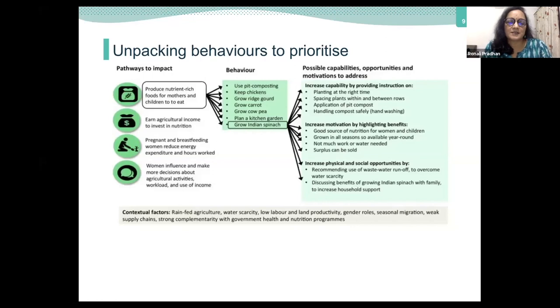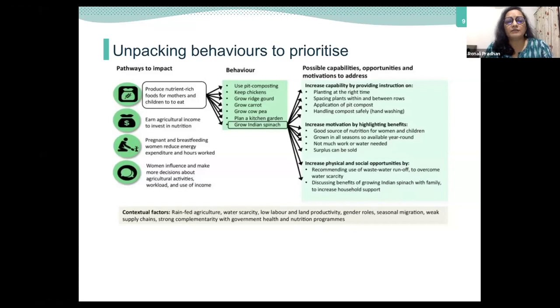Yeah, this is just a glimpse of how we unpacked the areas of behavior and how we prioritized those. Because when we conducted all these contextual analyses, we came out with multiple behaviors and multiple options. But then we had to pinpoint, because we tried to identify the behaviors which we need to address corresponding to each of the pathways. For example, suppose we are identifying a behavior, for example, growing Indian spinach. Does it correspond to the impact pathway of growing food, or does it correspond to earn income?